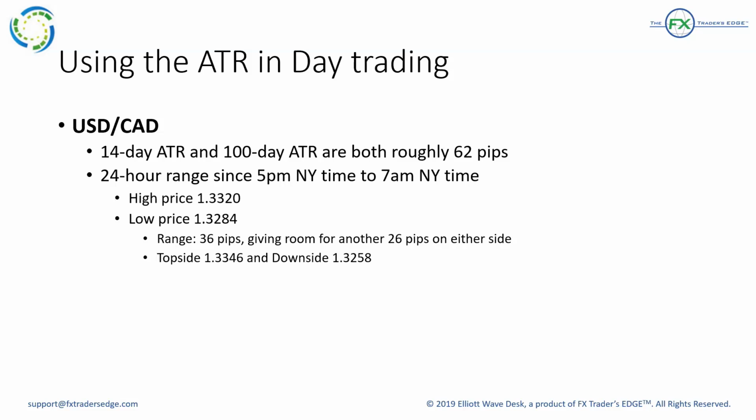If dollar Canada breaks higher above 133.20, the top side target would be 133.46. If it breaks down below 132.84, the downside target is 132.58. But why don't we take a look at the actual chart itself so I can show you how I arrived at the ATR and the daily ranges.